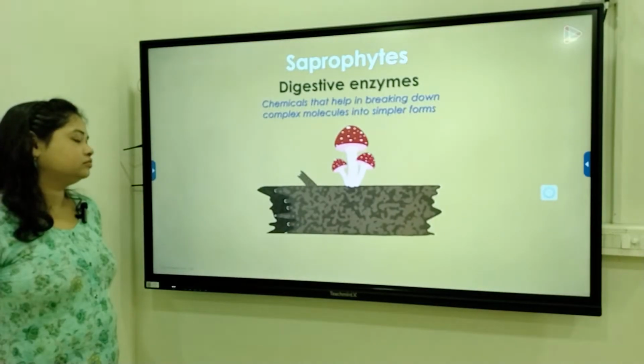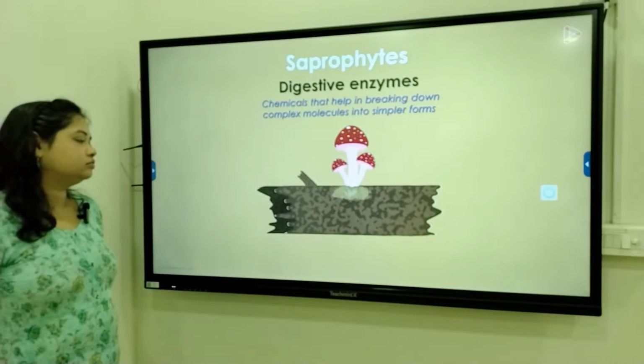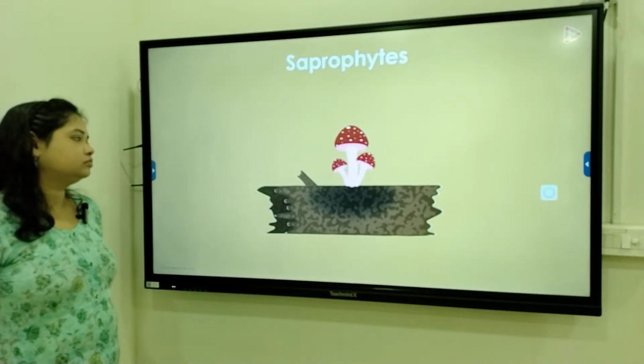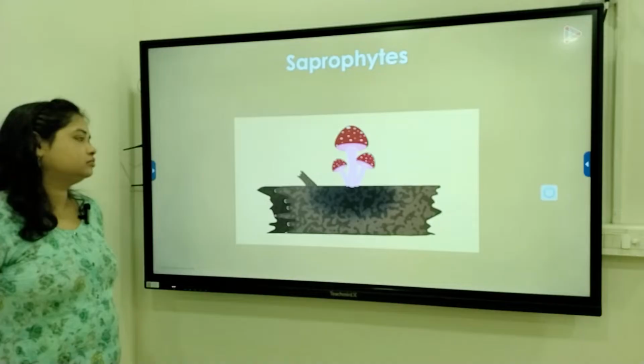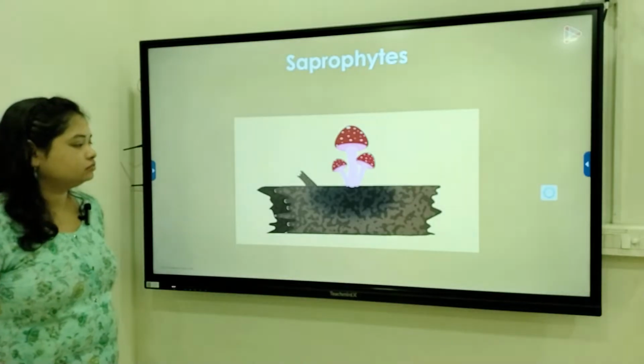Yes, the digestive enzymes from the saprophyte's body will break down the complex molecules in their food. This food, as we know, is the dead matter around them. Once the breakdown is completed, they absorb the nutrients easily. This absorption occurs because the nutrients are dissolved in the water present around and directly absorbed by the saprophyte. This is how the saprophytic mode of nutrition occurs.